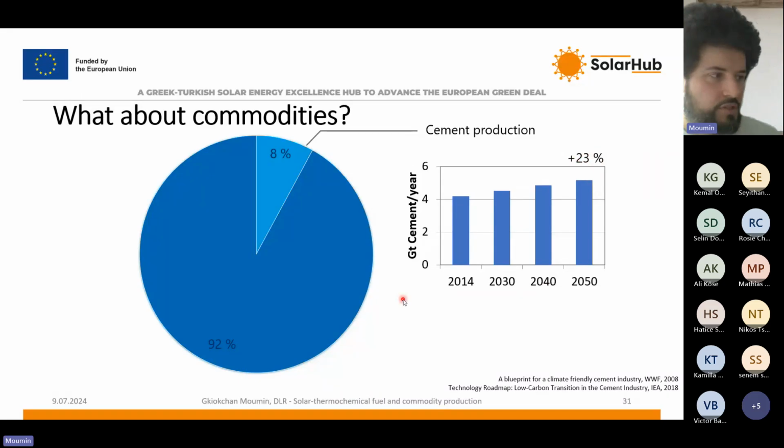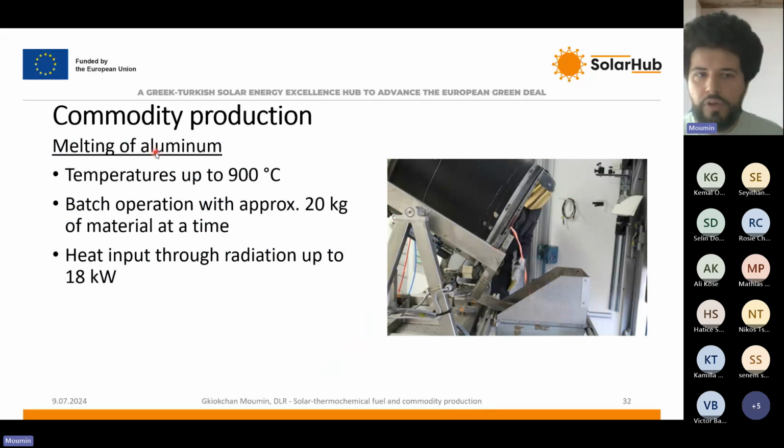So with this, I mentioned some applications like metal recycling, but also the cement production process where the energy could be used. And now I want to show some tests we did at DLR, which are still on lab to pilot scale, let's say, but gave promising results. One of them is the melting of aluminium. We reached temperatures up to 900 degrees C. You can see here the molten aluminum being poured. We did batch operation with approximately 20 kilograms of material at a time, and the heat input through radiation up to 18 kilowatt.